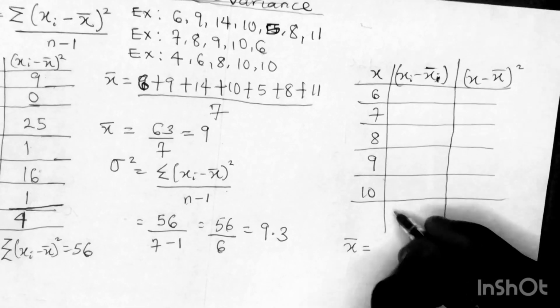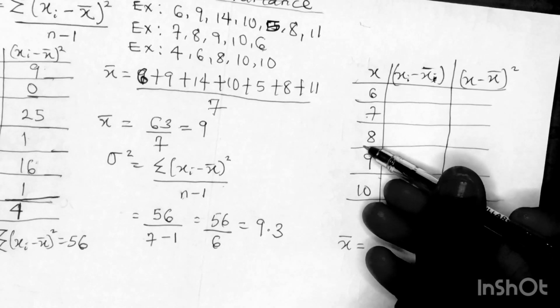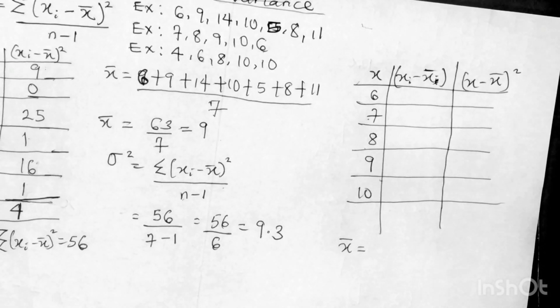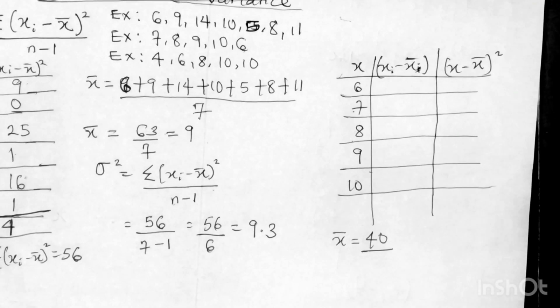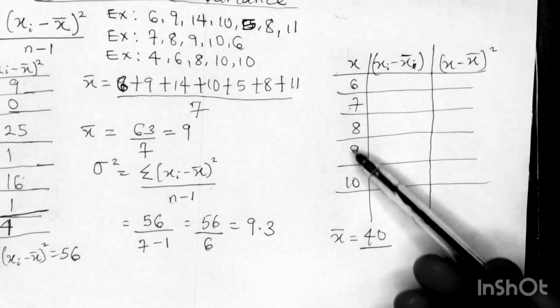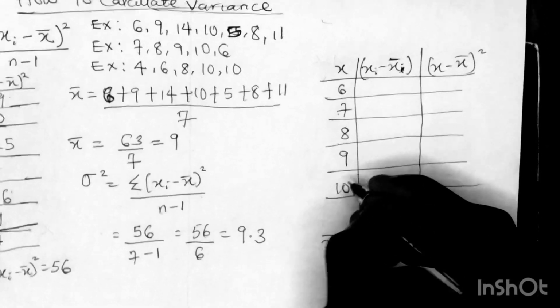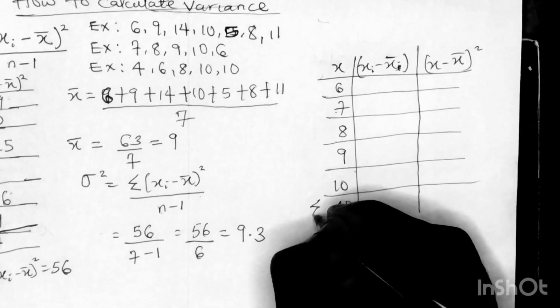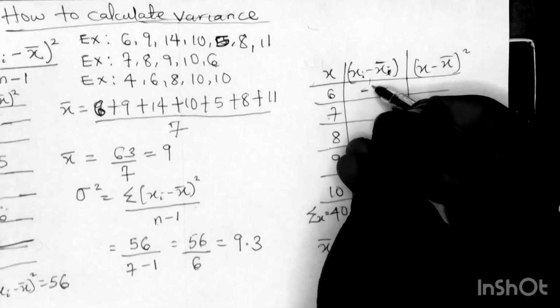The addition of everything here, which will be 6 plus 7. 6 plus 7 is 13. 13 plus 8 will give me 21. 21 plus 9 will give me 30. 30 plus 10 will give me 40. So I have 40 over, how many numbers did I have here? 1, 2, 3, 4, 5. So that's 40 divided by 5. And that's 8. So yeah, I have 40, the summation of x.